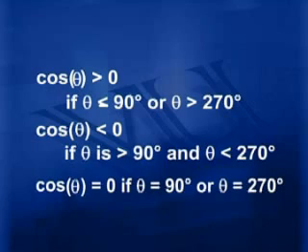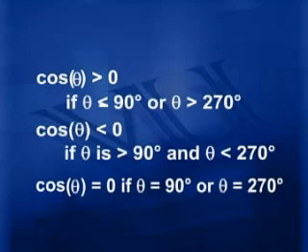It would be giving us a negative value or a less than 0 value when theta is greater than 90 and less than 270. So if the angle made between the two vectors is in the range 90 to 270, both exclusive, इसमें 90 और 270 शामिल नहीं है, if the angle is greater than 90 degrees but is lesser than 270 degrees, then the cos of theta would give us a negative value or a less than 0 value. And it would be equal to 0 for theta equal to 90 or theta exactly equal to 270 degrees.